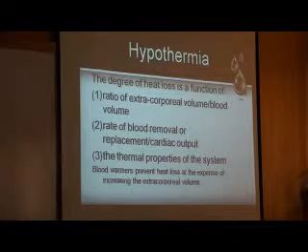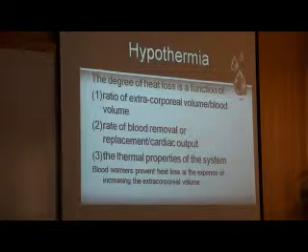This is related directly to the ratio of extracorporeal volume to the blood volume. That is why we try to use less extracorporeal volume by priming the machine. It's also related to the rate of blood removal. That is why we run the machine at the minimum rate. And the thermal properties of the system. Some machines are provided with a warmer. But the problem with the warmer is that it's going to keep the temperature stable at the expense of withdrawing more extracorporeal volume.